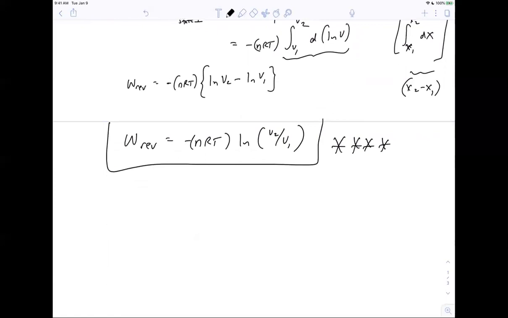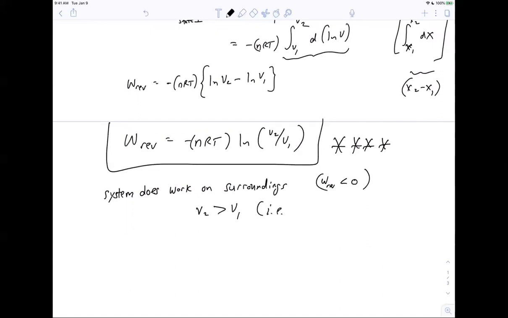And so for an expansion, or when, let's say, the system does work on the surroundings, we know beforehand that W reversible should be less than 0. It should be negative because that was our sign convention. So let's see what happens here. If the system does work on the surroundings, V2 will be greater than V1. It's like an expansion. So here we can say that is, we have an expansion.